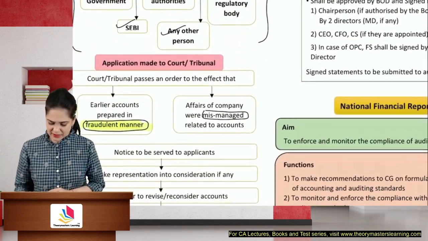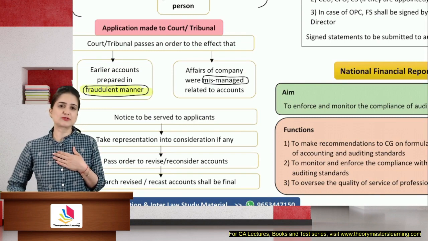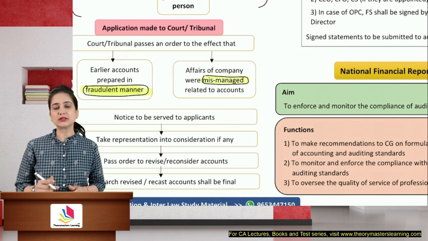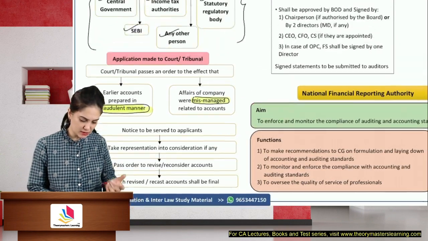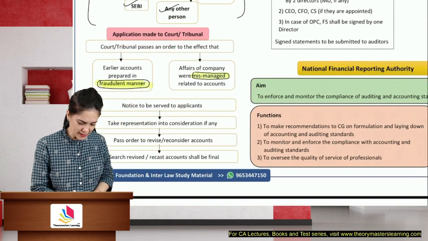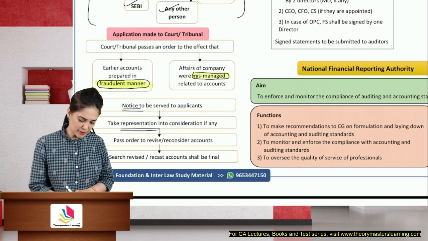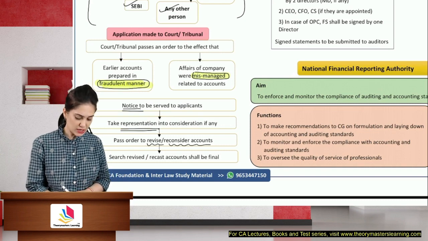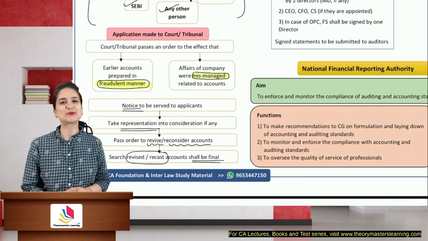What are the reasons we have mentioned over here? The court or the tribunal will pass an order if they feel that the accounts were prepared in a fraudulent manner, affairs were mismanaged, thus casting a doubt on the financial statements. Notice will be served to the applicants. Applicants in this case are the central government, income tax authority, SEBI, any other statutory body. Notice will be served in case they have any representations. We will take that into consideration and then pass an order to either revise or reconsider the accounts. The accounts so revised or reconsidered shall be final. So the revised or recast accounts shall be considered to be final.